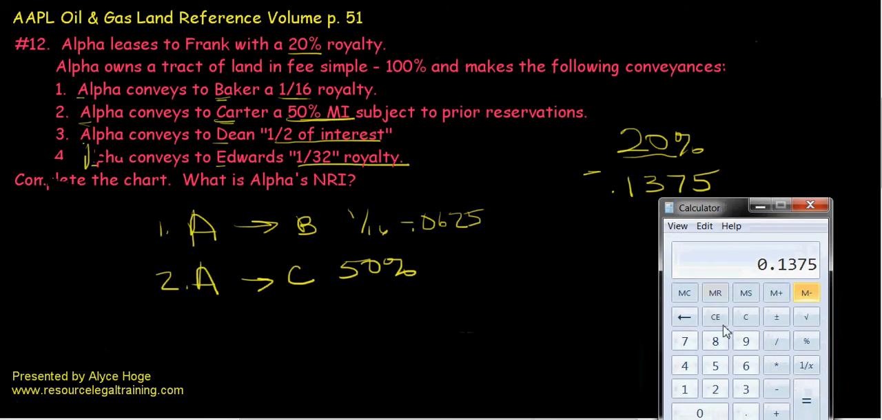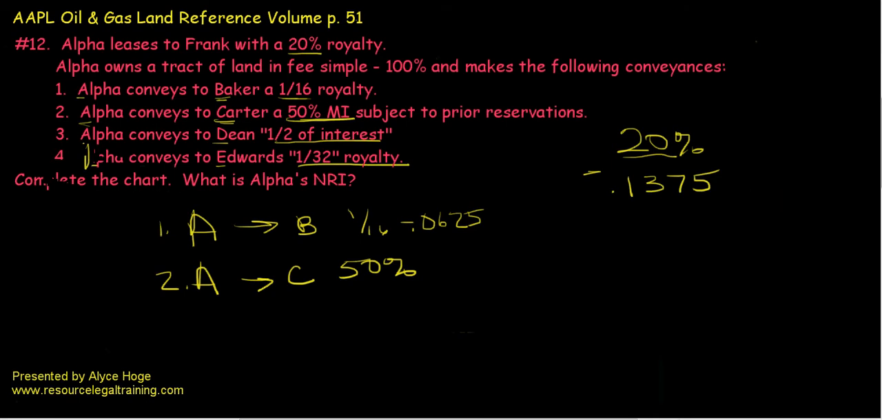I'm going to show you that we're going to then calculate 0.0625 plus 0.1375, which is A's interest, and that totals the 20%. So we know our math is correct. We're doing fine. Then A is going to convey to C 50%.